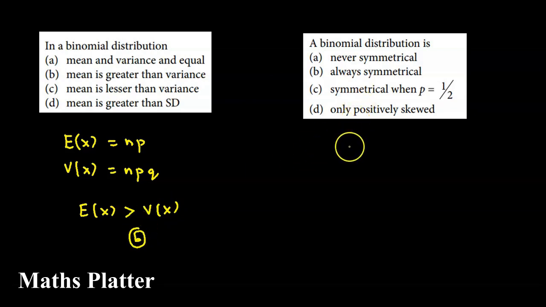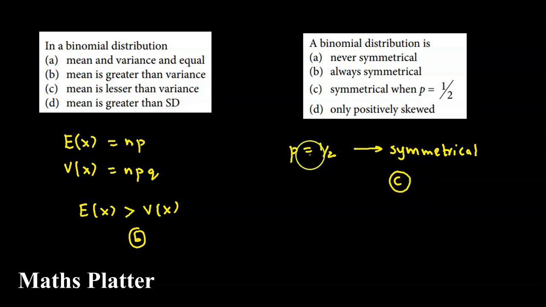Next है a binomial distribution is never symmetrical, always symmetrical, symmetrical when p is half and only positively skewed. A binomial distribution तीनों हो सकता है, positively skewed, negatively skewed and symmetrical also. तो जब p की वैल्यू 0.5 या जब हाफ होती है तब binomial distribution होता है symmetrical. तो इसलिए इस क्वेश्चन का आंसर है option C. It is symmetrical when p is equal to half.